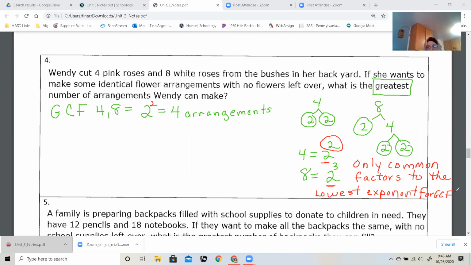So she just wrote down what I just told you, common factors to the lowest exponent for GCF.